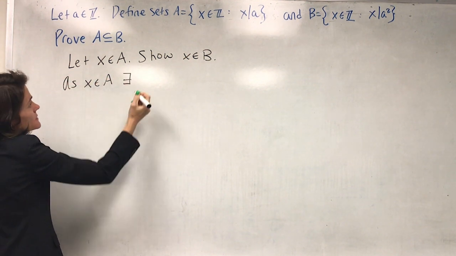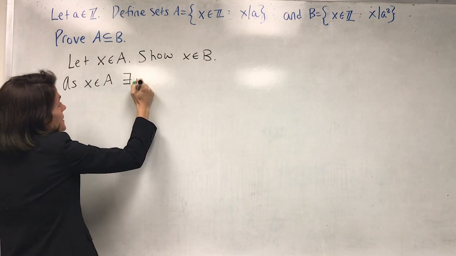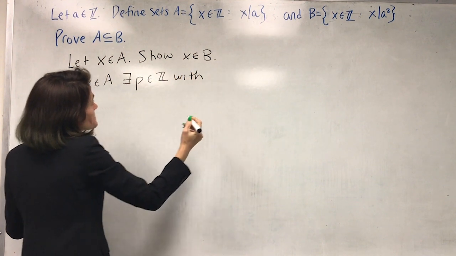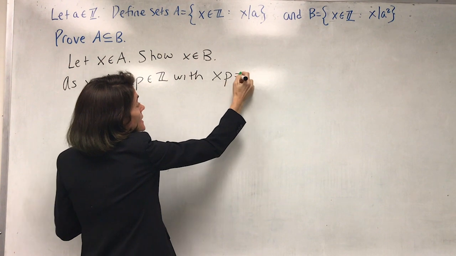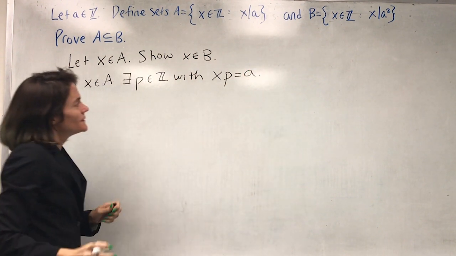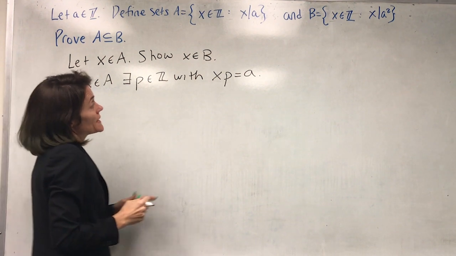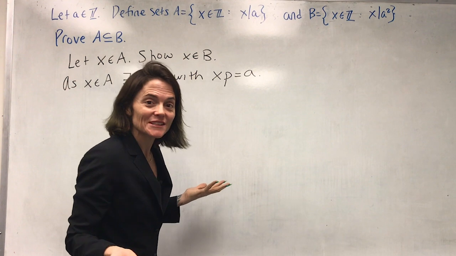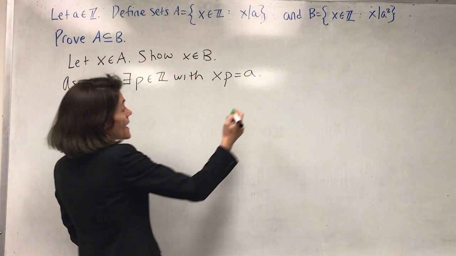There exists, let's see, a P in Z with X divides A. X P equals A. To be in the set B, we need that X divides A squared. And what can I do here? I can just multiply both sides by A.